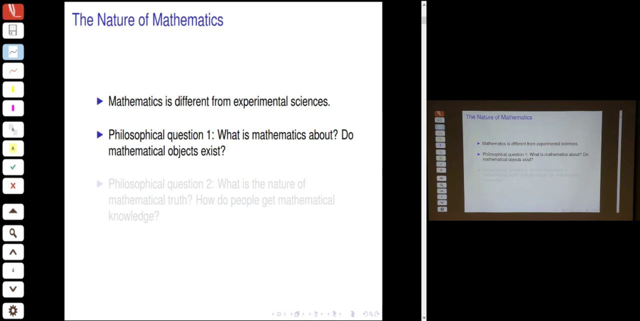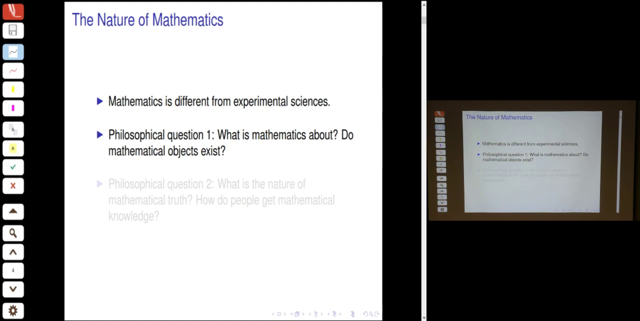Here, actually, it is related to philosophy of mathematics. In philosophy of mathematics, there are two typical questions. One is about ontology. Ontology is a big word about what is there. What is the world made of? What things exist in the world?